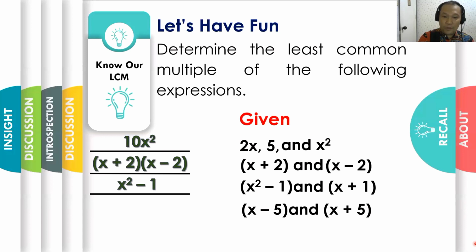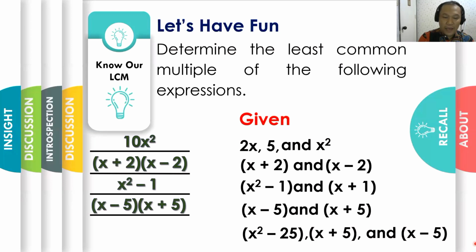Therefore, the LCM will be the product. Okay? And it can be x minus 5 times x plus 5. And last one, we do have x squared minus 25, x plus 5, and x minus 5. What will be our LCM? Now remember, x squared minus 25 do have factors, which are x plus 5 times x minus 5.